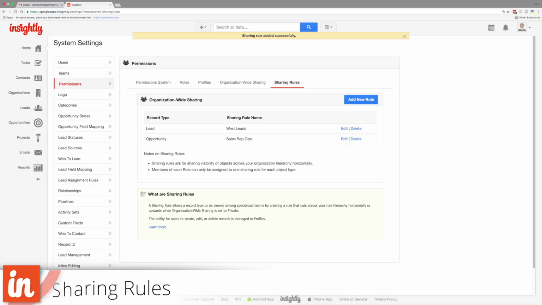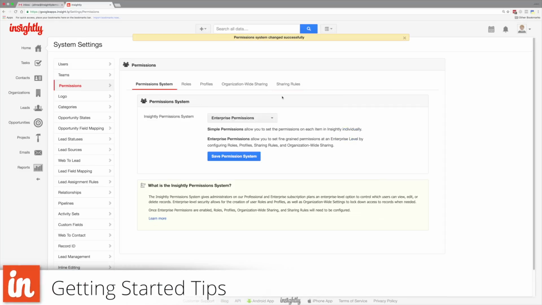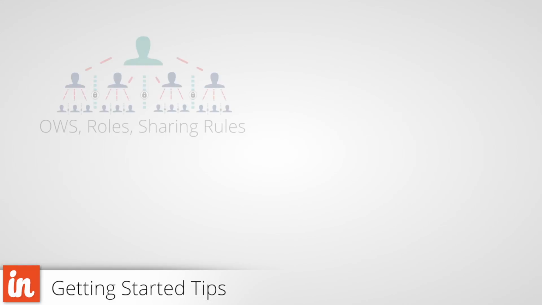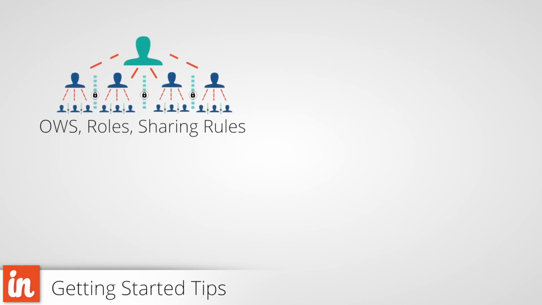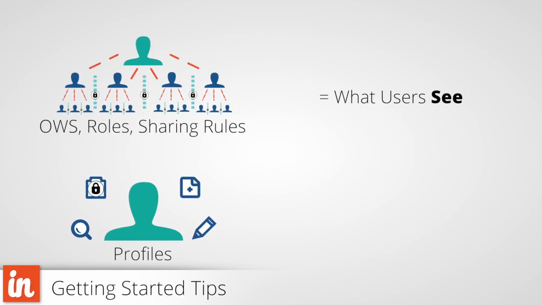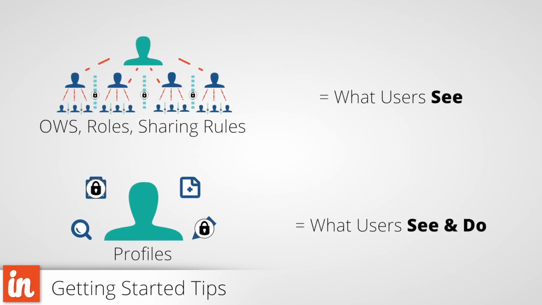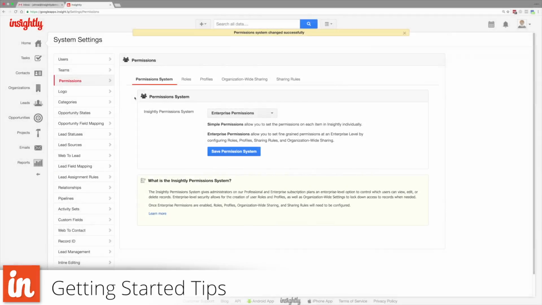So you've set up your sharing hierarchy and gone through all 4 types of permission settings. To wrap it all up, here are a few things to remember as you start rolling it out. First, the sharing hierarchy controls only what users can see. Profiles control what they can see and do. Second, it's 100% safe to switch back and forth between simple and advanced permissions. All your settings will be saved on both sides.